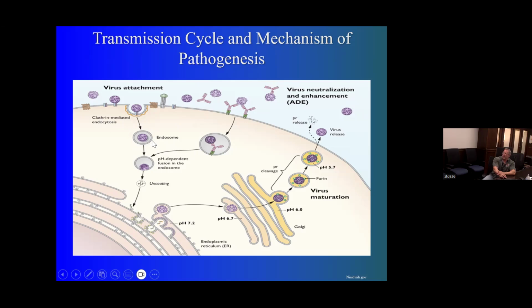Once this vesicle fuses with an endosome, there's going to be a pH change, which will then lead to the uncoating. So we've had attachment, we've attached at the surface, we've now penetrated and gained access to the cytosol. Now we have the uncoating process where the viral genome is going to be exposed. It will then be able to go through the replication process, whether it's RNA or DNA. We'll eventually see the production of viral proteins.